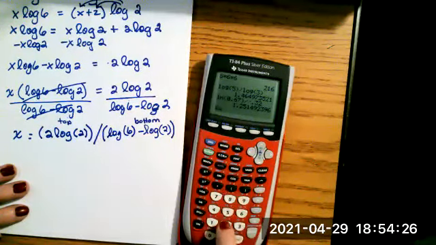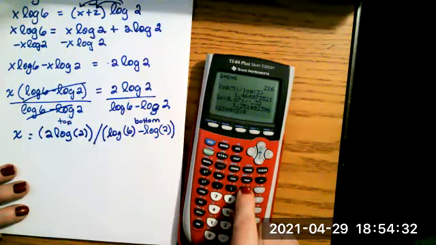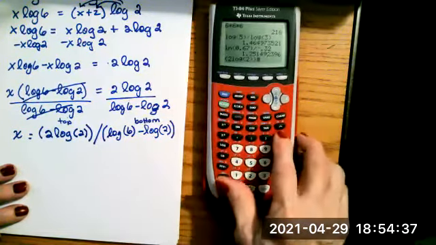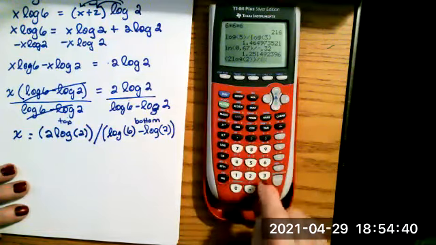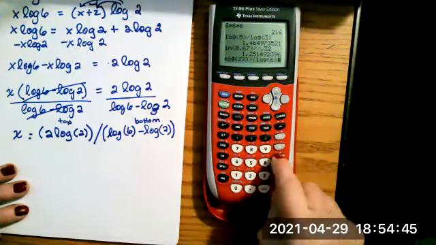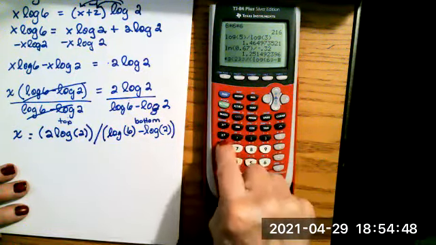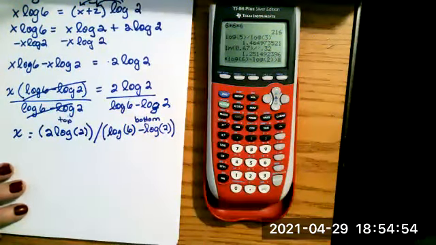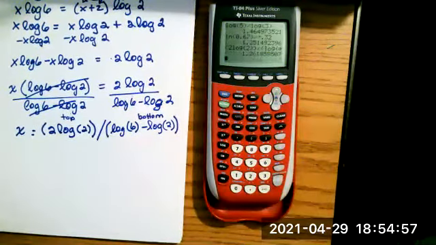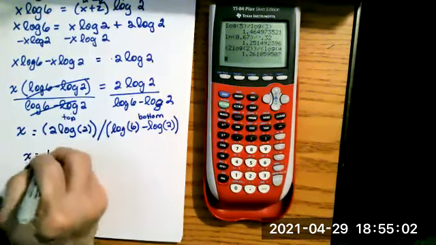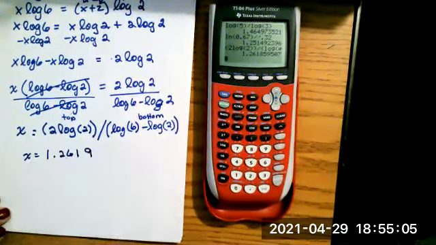So I have parentheses 2 log 2, close the parentheses for the log, close the parentheses for the top, divided by parentheses log 6, close the parentheses for the 6. This is the connector, minus log 2, close the parentheses for the 2, close the parentheses for the bottom. Now then, you should get the right answer. And the answer is 1.2619.